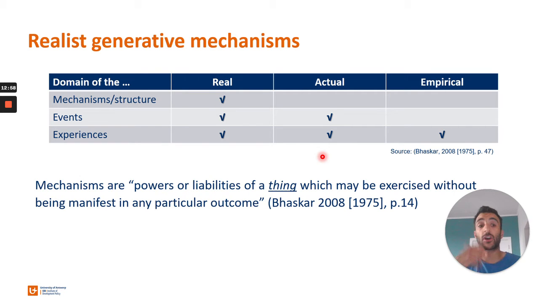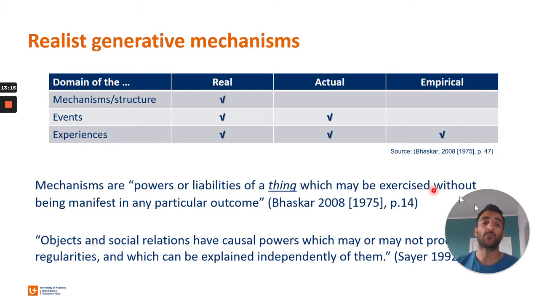And this is what is called the context sensitiveness of those mechanisms, of those powers or liabilities, because depending on the context, they will be exercised or they will be manifest in any particular outcome, or they will create an event that we can observe.